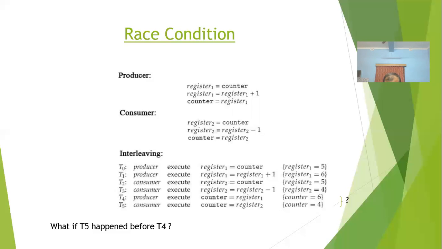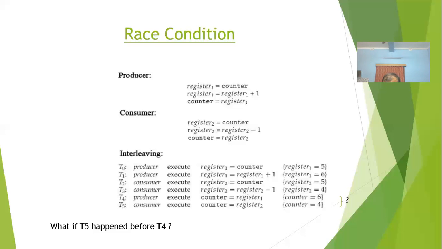Now, at time instant t2, the producer is interrupted and the consumer process comes into play. So the consumer executes register 2 equal to counter. That means the previous value of counter was 5, so register 2 gets the value 5 now. At time t3, the consumer executes register 2 equal to register 2 minus 1. That means register 2 ultimately contains the value 4.